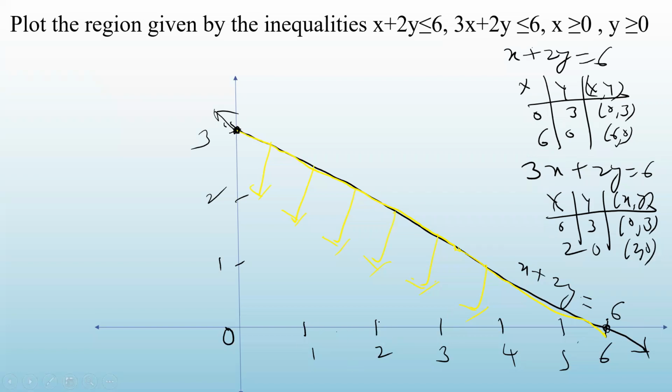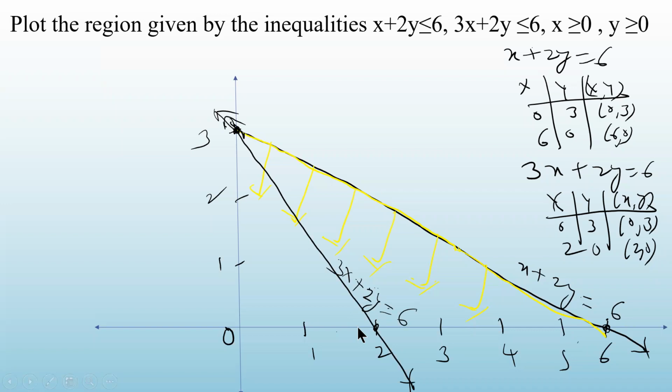A point 2, 0. Now what you have to do? Join these 2. So A point और A point को join करना है आपको. 2, 0. Yes. So this line. Okay. A line क्या है? 3x plus 2y equal to 6.